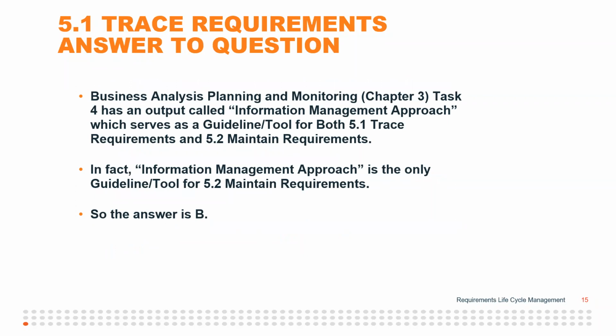The answer is business analysis planning and monitoring, which is Chapter 3. Task 4 has an output called information management approach, which serves as a guideline and tool for both trace requirements and maintain requirements. In fact, it's the only guideline or tool for maintain requirements. So the answer is B. Everyone who said B, that's correct. I just wanted to ask that question to show the relationship among the various knowledge areas. I always like to highlight that.